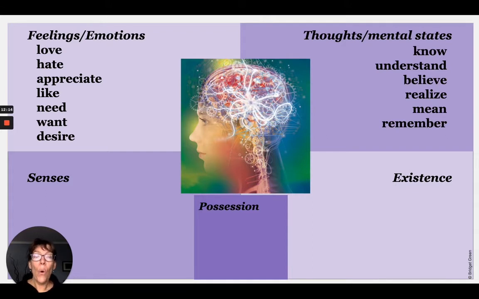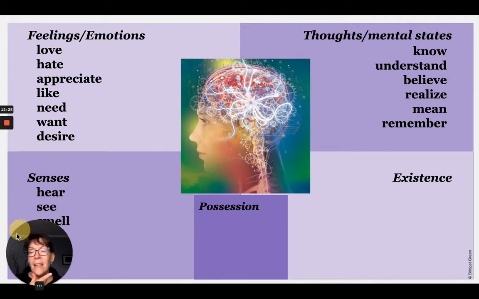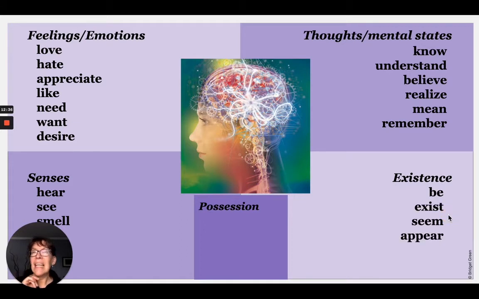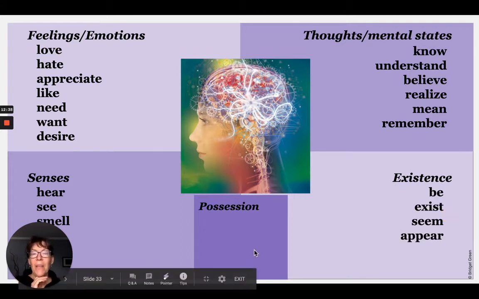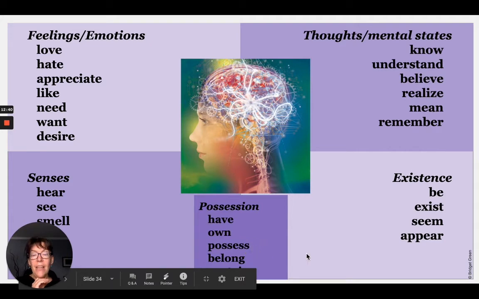Thoughts. Know, understand, believe, realize, mean, and remember. Not in the progressive. Senses. That is hear, see, smell. I can't see that either. Taste and touch. Okay. And existence. Be, exist, seem, and appear. And possession. Have, own, possess, or belong.